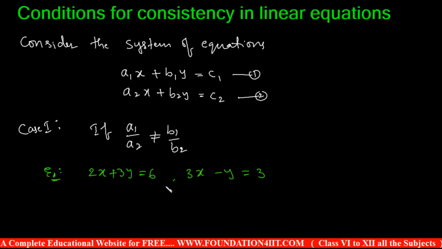If you solve graphically, we'll get only a unique solution because it satisfies a1 by a2 not equal to b1 by b2. Here are the coefficients. The x coefficient is a1, this is b1, and this is a2 and b2 is minus 1. The x coefficient in the first equation is 2, and in the second equation it is 3. So 2 by 3, and here 3 by minus 1. So 2 by 3 is not equal to 3 by minus 1. They are not equal, so surely we will get only a unique solution.